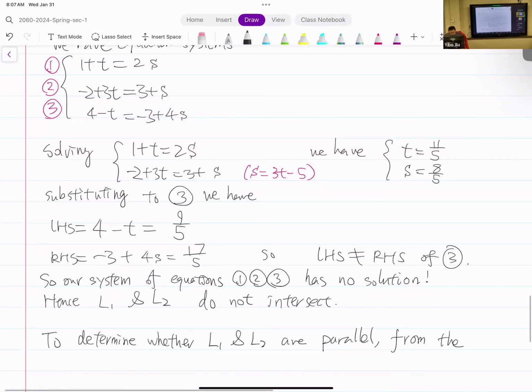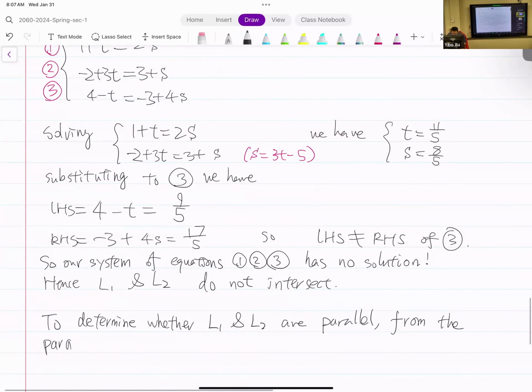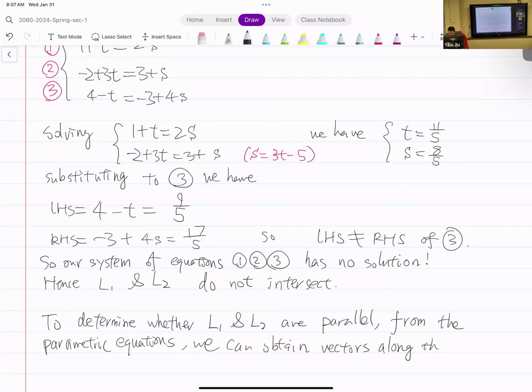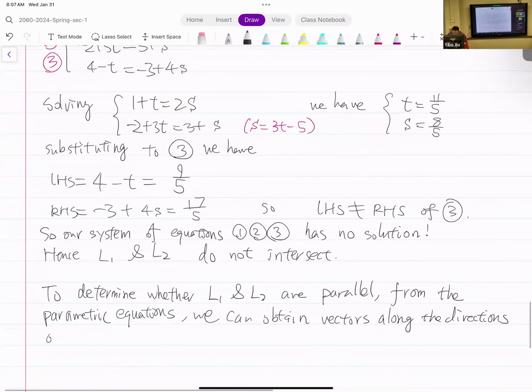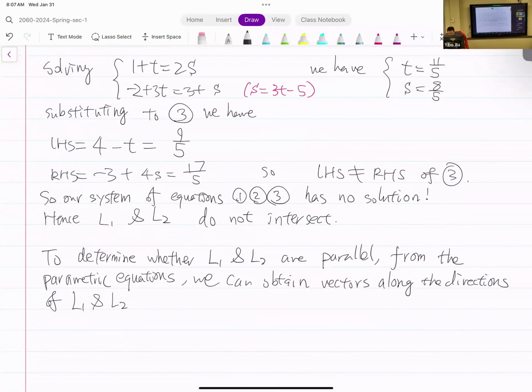From the parametric equation, we can obtain vectors along the directions of L1 and L2. So basically, we just want to write the parametric equations in terms of the vector form, in terms of vector equations.